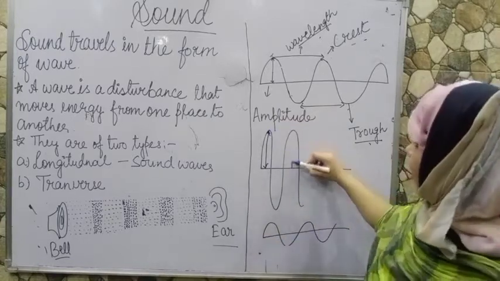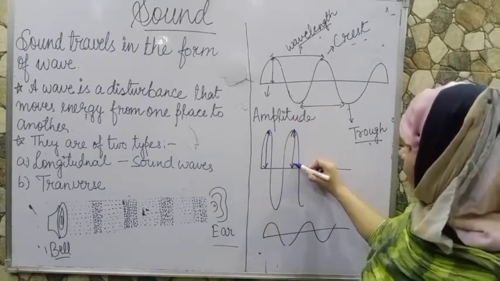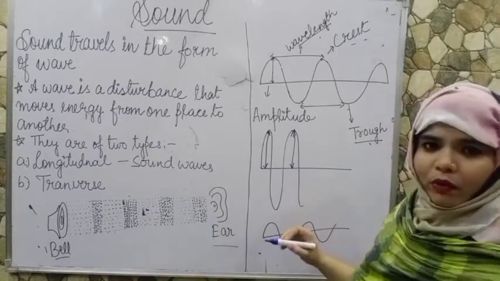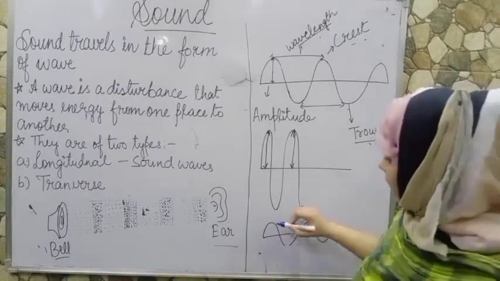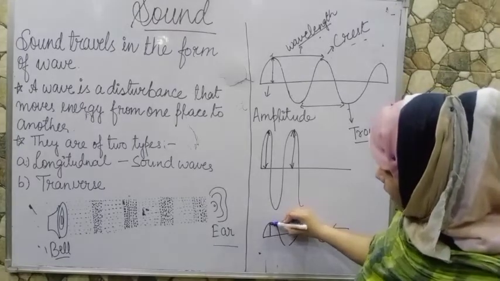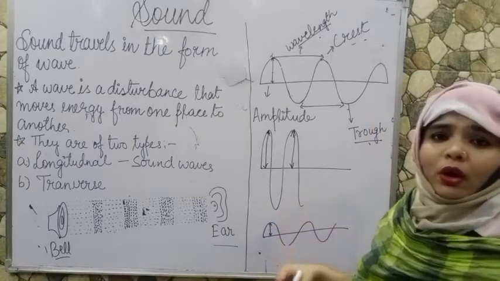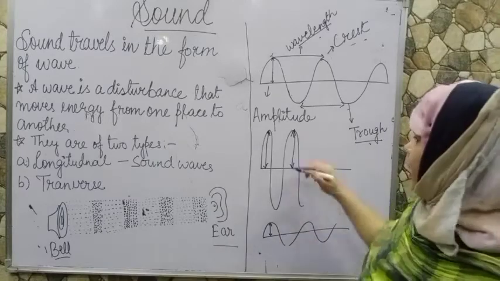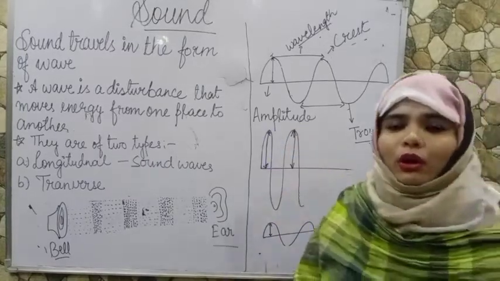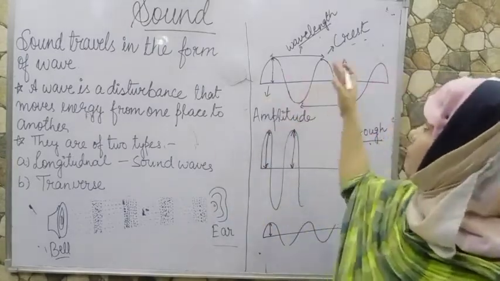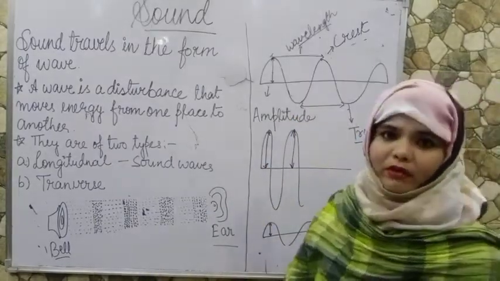This is the amplitude. When you talk in a very polite or in a very low manner, with a low voice, then the amplitude is just like that. And when you utter some words very loudly, then the amplitude is like that. I hope you all got that point. That is what is crest, trough, amplitude and wavelength.